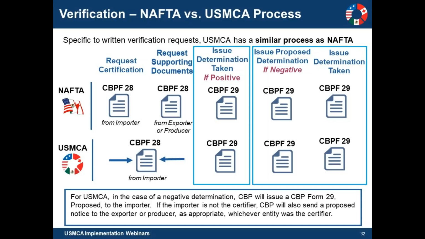The notice will go to the importer and to the exporter or producer if one of those entities were the certifier. The process of issuing a CBP Form 29 Notice of Action Proposed before issuing a CBP Form 29 Notice of Action Taken stays the same, except for USMCA, in the case of a negative determination, CBP will issue a CBP Form 29 Proposed to the importer. And if the importer is not the certifier, CBP will also send the proposed notice to the exporter or producer as appropriate. More detailed information on CBP procedures for verifications can be found in the supplemental verification and determinations presentation.